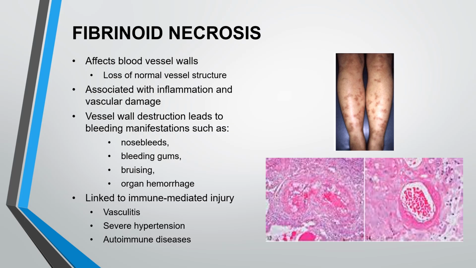When vessel walls are damaged, they can't contain blood properly, which leads to clinical signs like nosebleeds, bleeding gums, bruising, organ hemorrhage. So fibrinoid necrosis is less about tissue architecture and more about vascular integrity failing spectacularly.